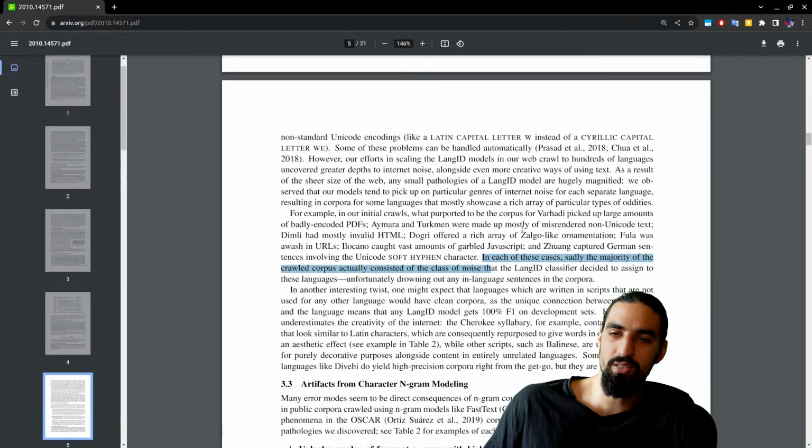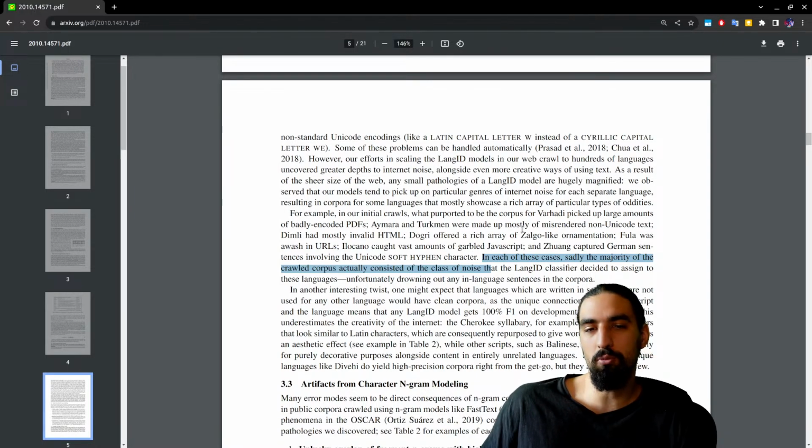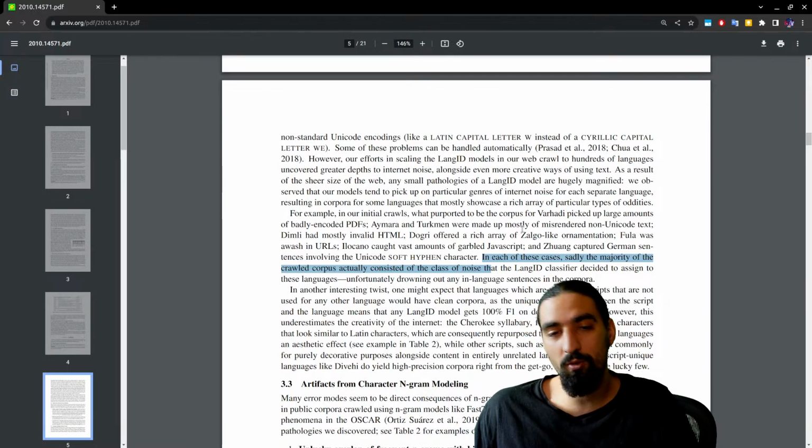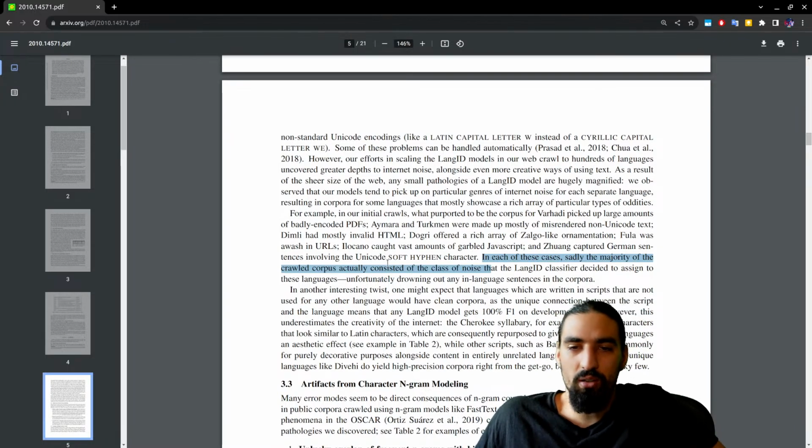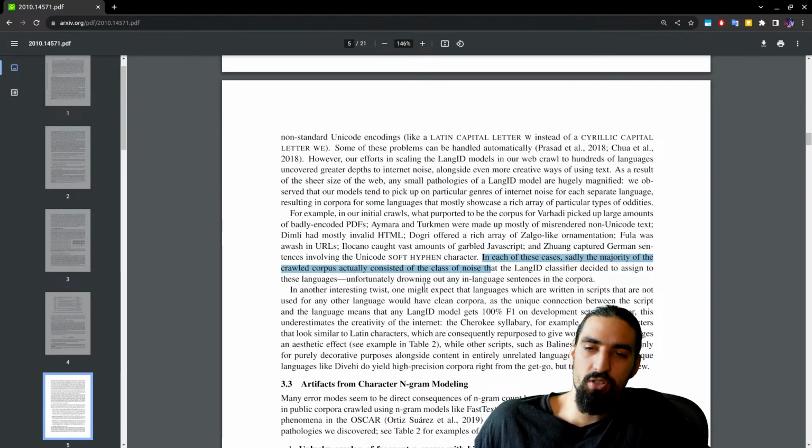In each of these cases, sadly, the majority of the crawled corpus actually consisted of the class of noise that the LangID classifier decided to assign to these languages. It's almost like an adversarial attack, an inadvertent adversarial attack on these LIDs. Unfortunately, this drowns out any in-language sentences in the corpora.